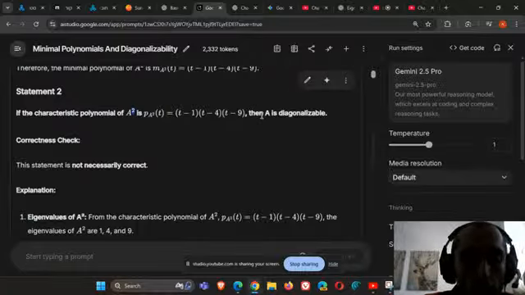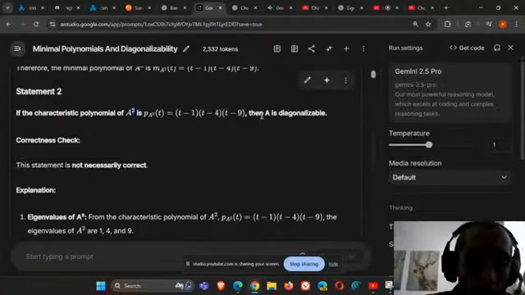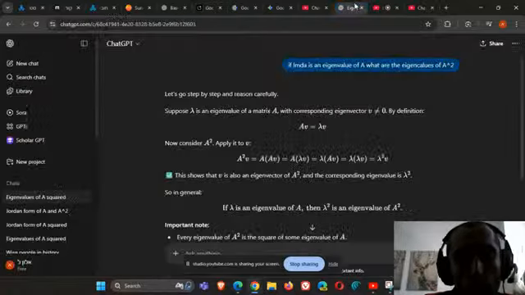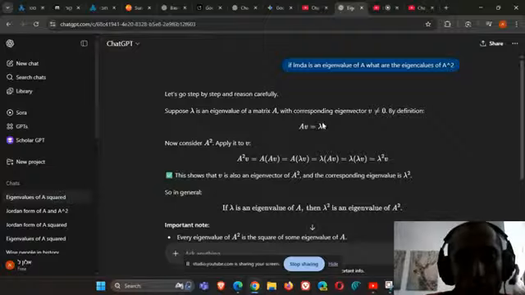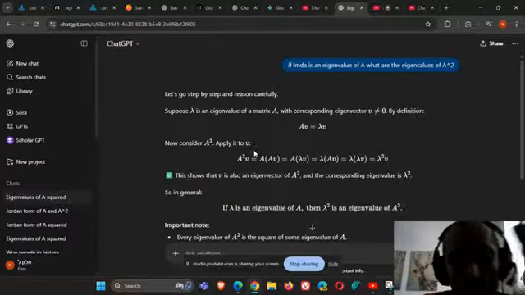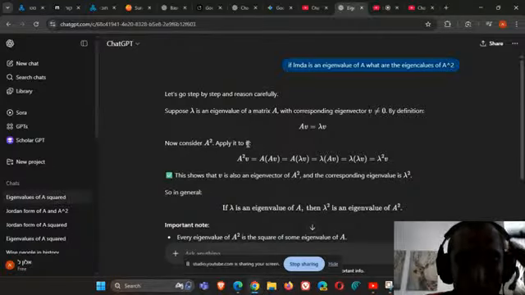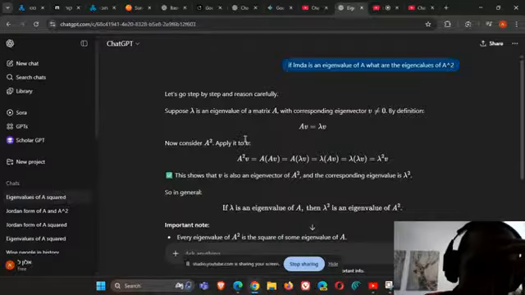Are all the eigenvalues of A squared derived from lambda, which let's assume is an eigenvalue of A, or not? We saw one direction: if I have an eigenvalue of A, the squared eigenvalue is an eigenvalue of A squared.